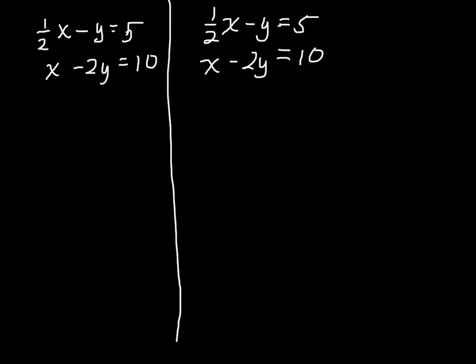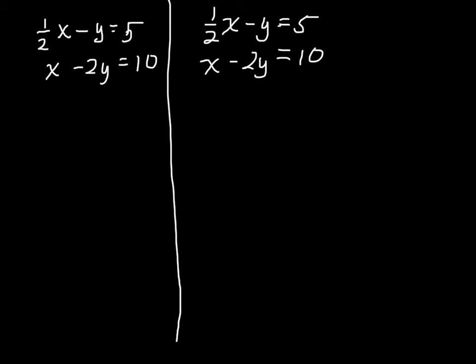I don't like the fact that this is positive and this is positive and that's negative and that's negative. I want at least one of these signs to be different from the other. So since I don't have that, I'm going to have to multiply by a negative number to change my sign. That's what we do.